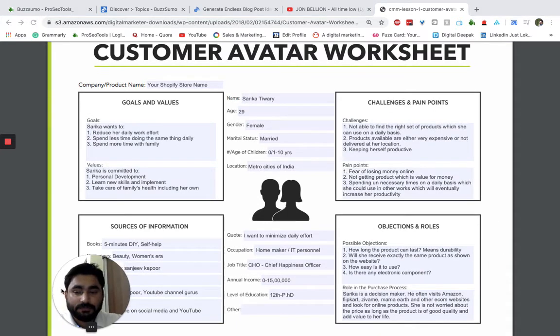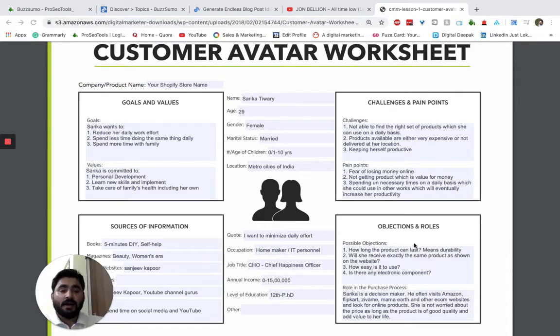So her objections are how long the product can last. Basically, it means how durable is the product. Will she receive the exact same product as shown on the website? How easy is it to use? Like how usable is it, having some assembling and disassembling parts which are tedious to use? And is there any electronic components? Why electronic components? Because electronic components require charging.